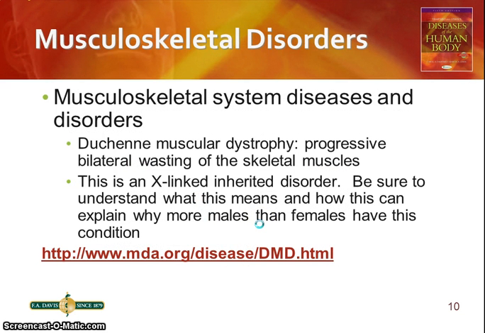Here are some musculoskeletal diseases. Muscular dystrophy, which is a progressive wasting. Again, this is bilateral, occurring on both sides. This is an X-linked inherited disorder, not an autosomal disorder. Think about what these differences mean and how this may explain why more males have this condition than females.